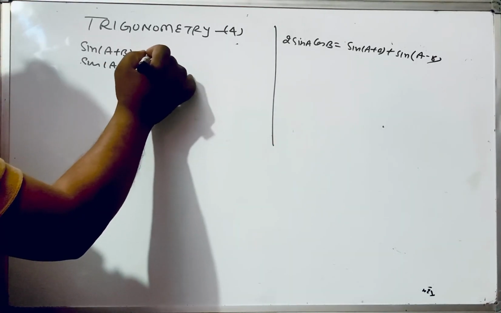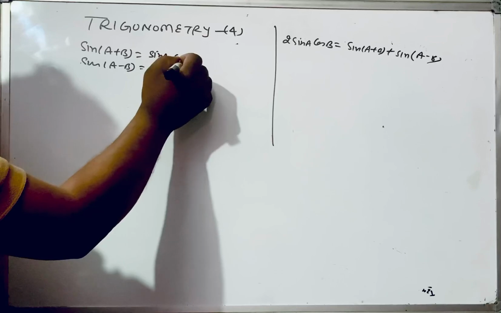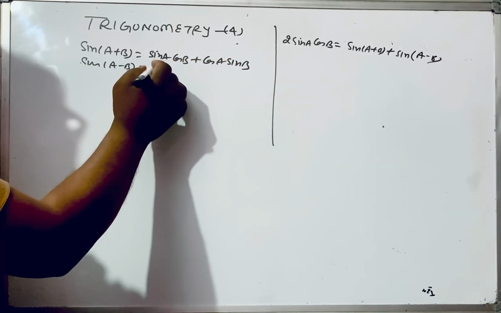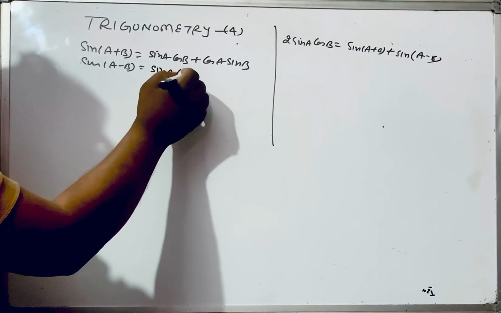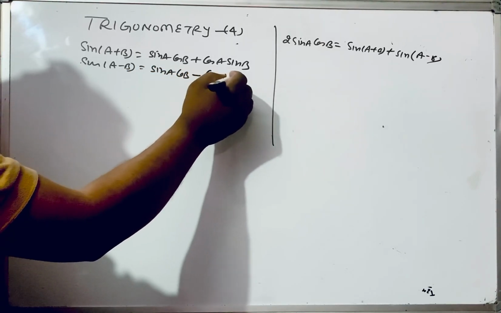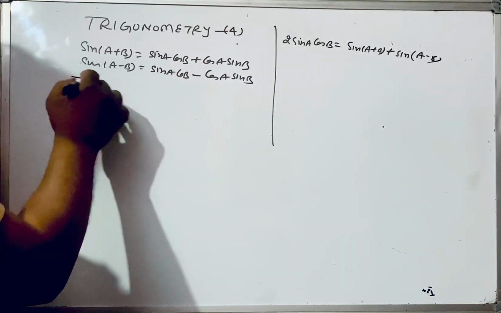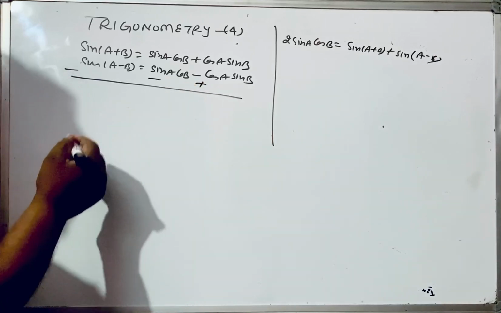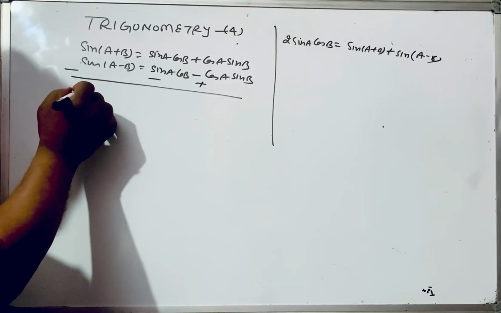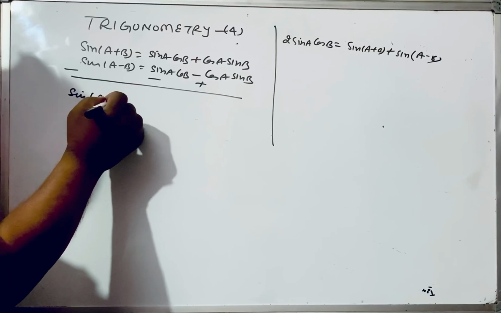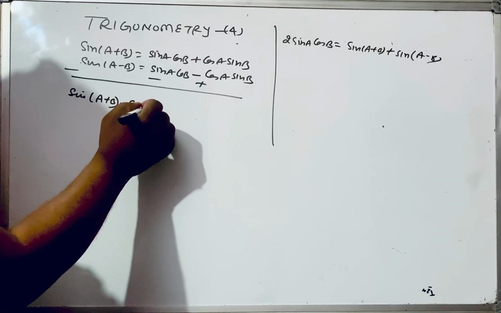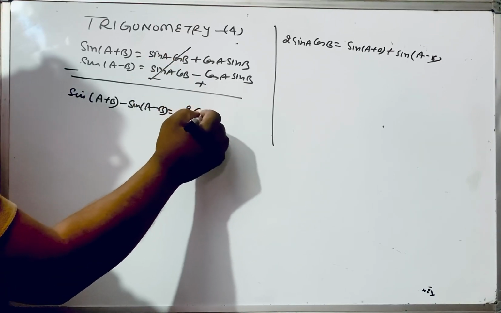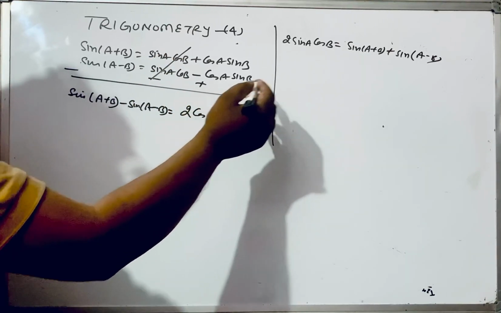sin(A+B) is equal to sin A cos B + cos A sin B, and sin(A−B) is equal to sin A cos B − cos A sin B. If we subtract, this is minus, this is minus, this is plus, what will we get? sin(A+B) − sin(A−B) is equal to 2 cos A sin B.